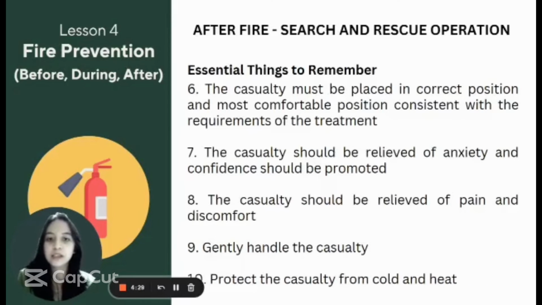Sixth, the casualty must be placed in the correct and most comfortable position consistent with the requirements of the treatment. Seventh, the casualty should be relieved of anxiety and confidence should be promoted. Eighth, the casualty should be relieved of pain and discomfort. Ninth, gently handle the casualty. And tenth, protect the casualty from cold and heat.